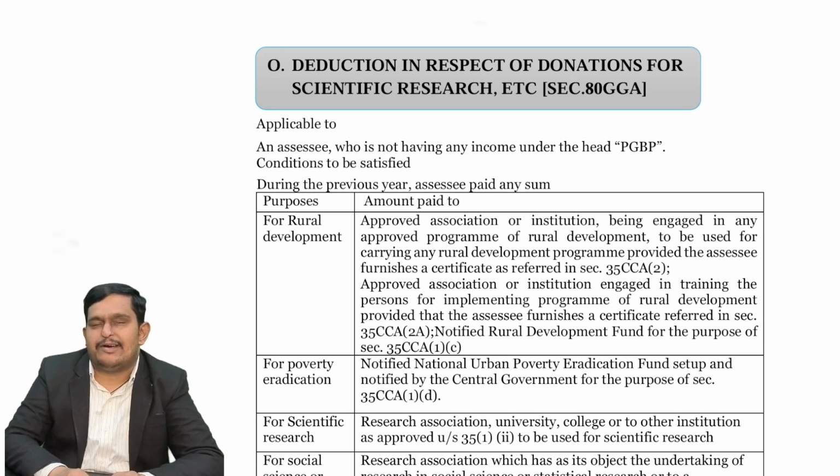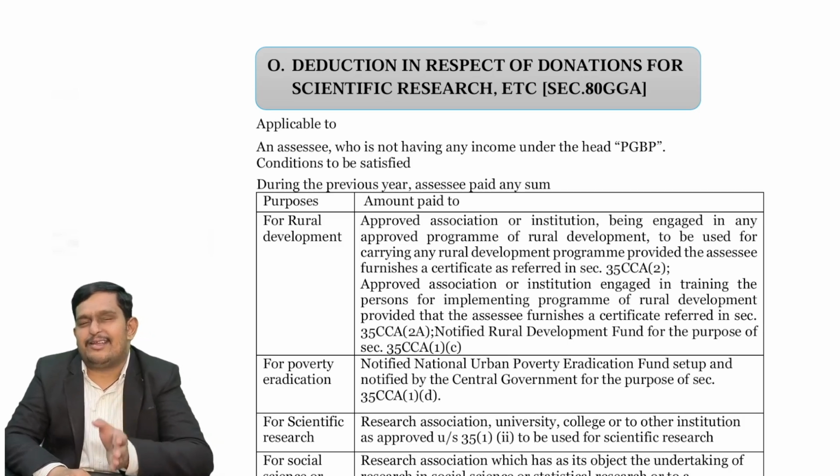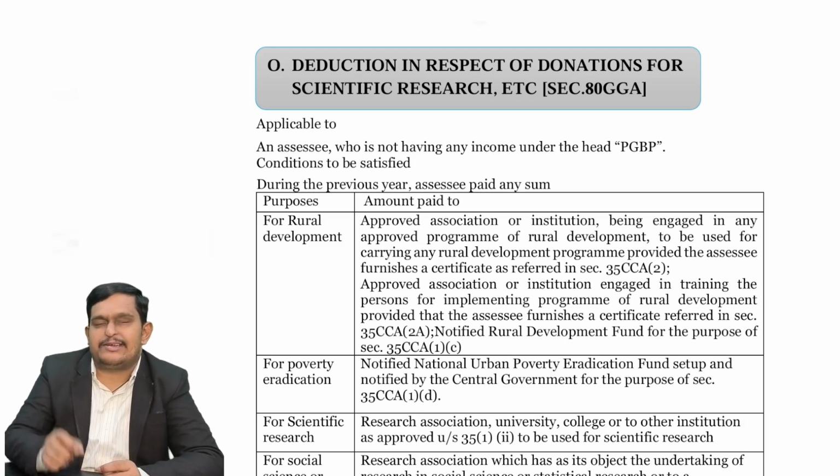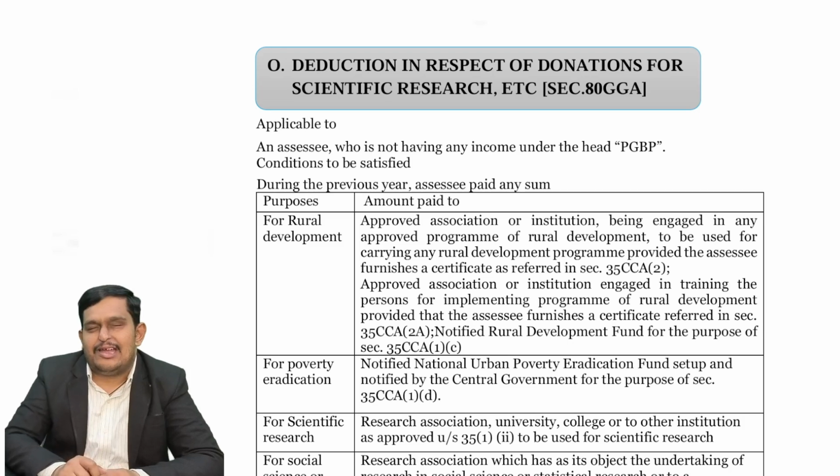Second one is poverty eradication. Now, the central government runs an urban poverty eradication program. So if it is a notified urban poverty eradication program and you are donating to such a program, such an institution which is working in the area of urban poverty eradication, then obviously you can claim deduction under 80GGA. Third thing, if you are contributing to scientific research.